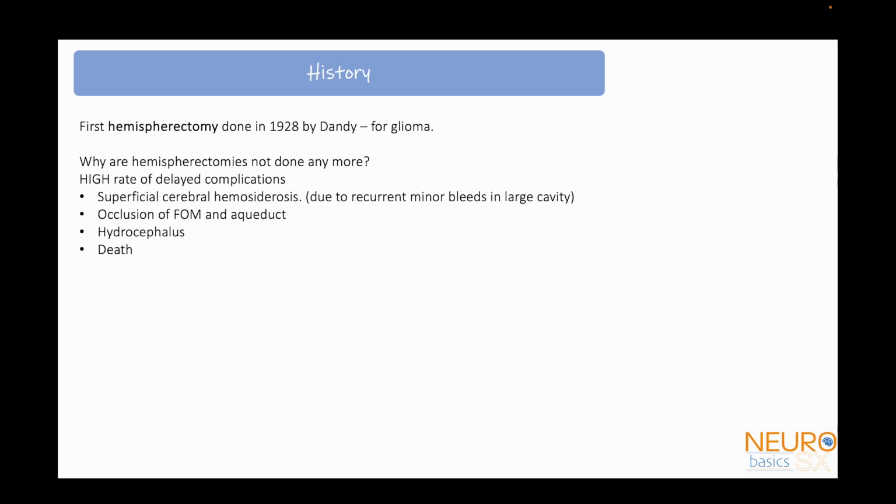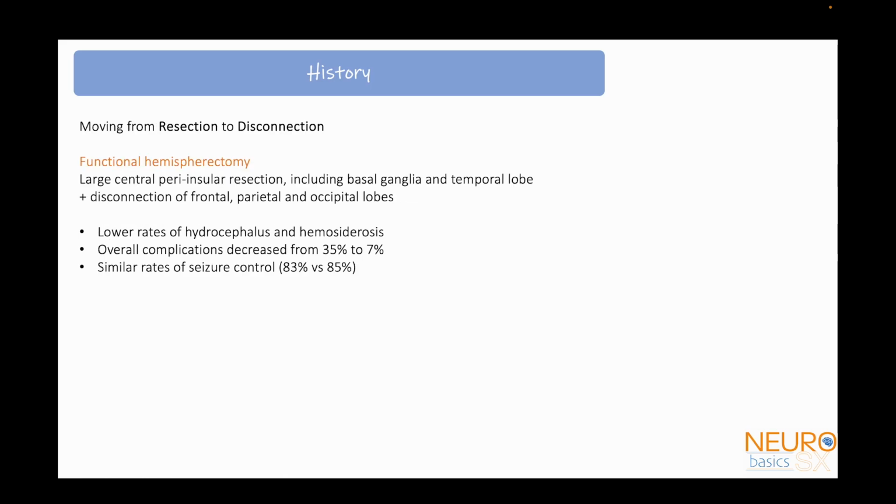Other things which can happen because of this bleeding and other problems are occlusion of the foramen of Monro and the aqueduct, which can lead to hydrocephalus. And there was a significantly high rate of death associated with hemispherectomies. And that is why we do not remove the entire hemisphere anymore. So instead, we are moving from more resection to more disconnection.